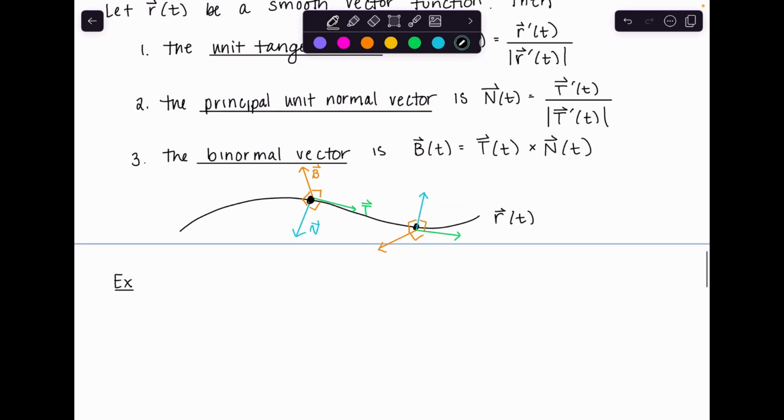Because realistically, I think you'd be perfectly fine going through these. You'll have some homework questions on that. But it's really just a matter of manipulating those vector functions and getting practice with your derivatives. The actual creation of these vectors isn't super complicated.